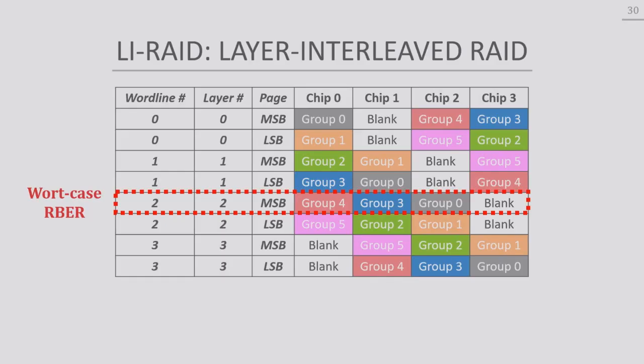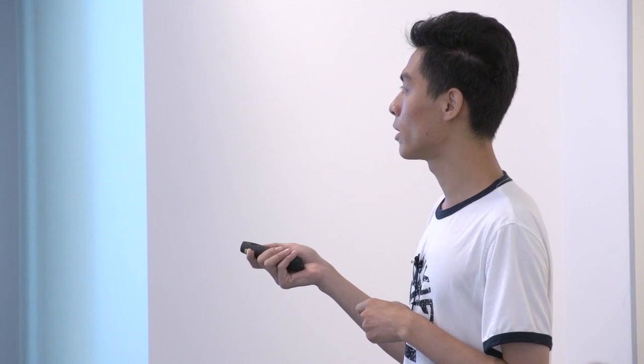So the idea of layer-interleaved RAID is essentially we try to also interleave across different layers. So for example, group 0 now contains flash pages in word line 0, as well as word line 1, word line 2, and then word line 3. And also it consists of pages both from MSB page and from LSB page.